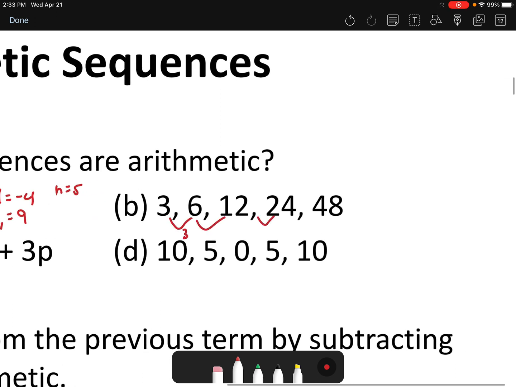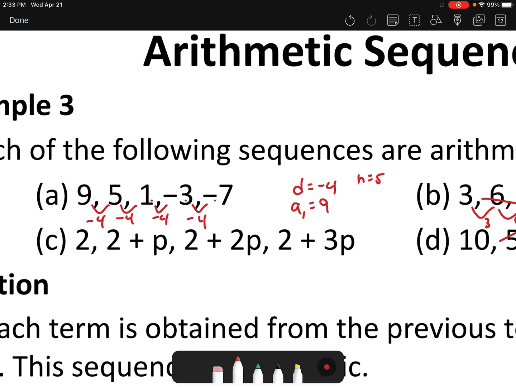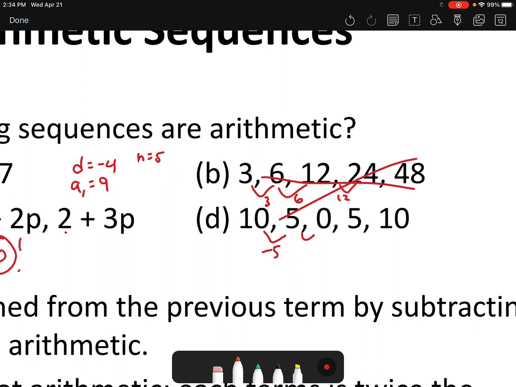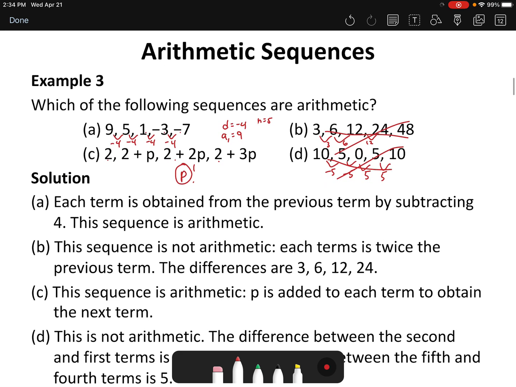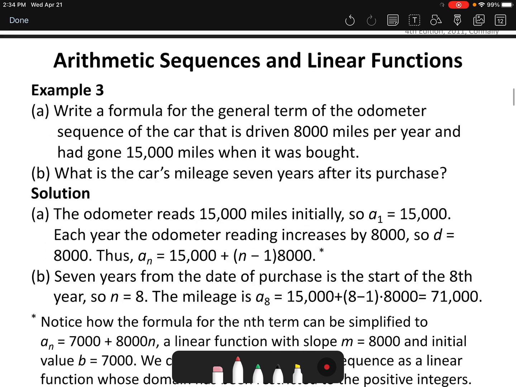Is this one arithmetic? Well, it goes up by 3, 6, 12. No, it's being multiplied. It's got to be a common difference. Let's see. C is 2, then 2 plus P, then 2 plus 2P, then 2 plus 3P. What are we adding each time? P. So therefore, that is an arithmetic sequence. How about this one? Minus 5, looking good so far. Plus 5, nope. You can't change in the middle of the game. If it's minus 5, it's got to be minus 5 the entire time. So yes, yes, no, no. Those are not arithmetic.